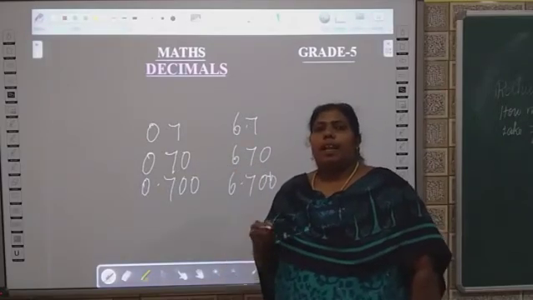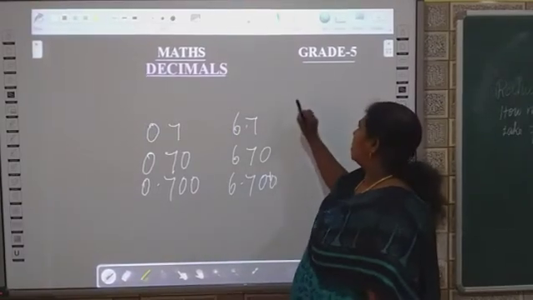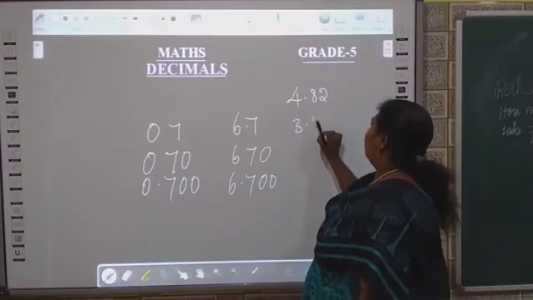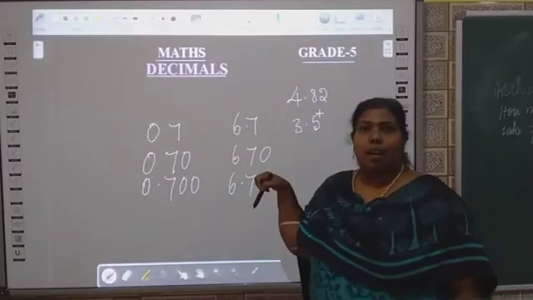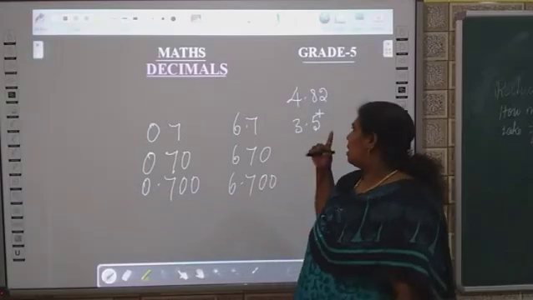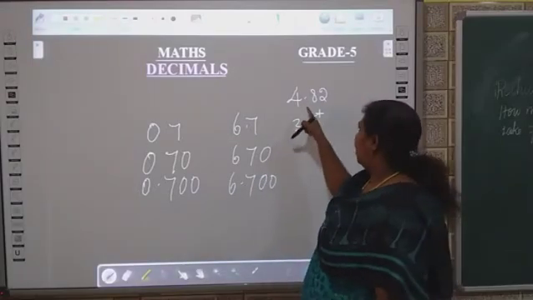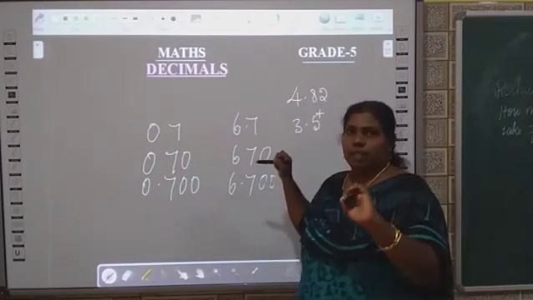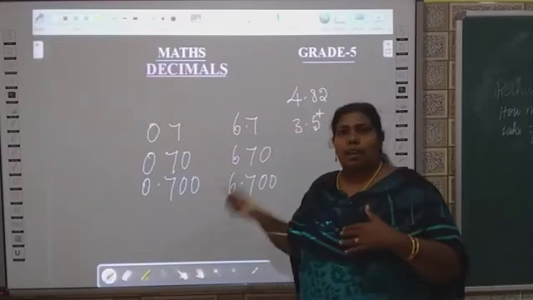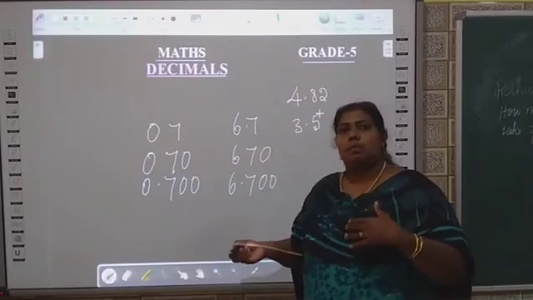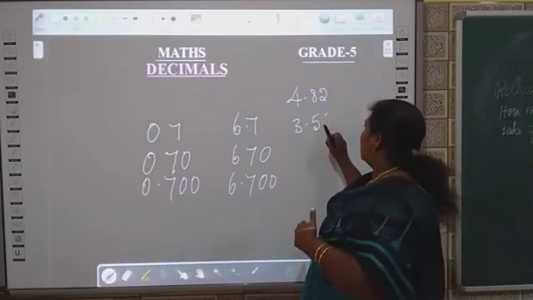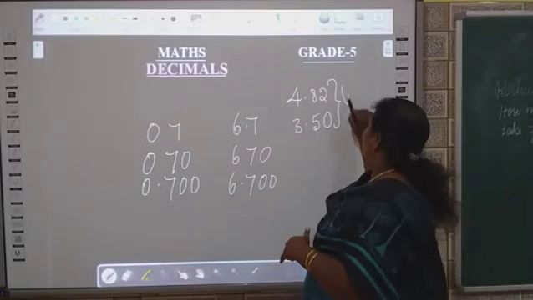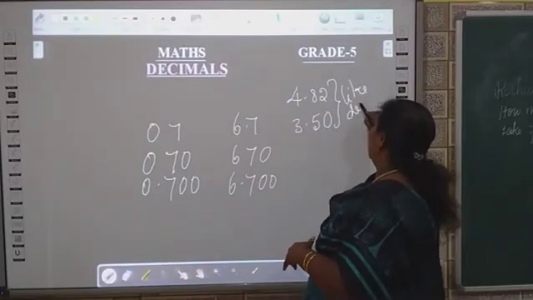Then, like and unlike decimals. If I give two decimals, 4.8 and 3.5, are these two decimals like or unlike? These two decimals are unlike decimals because after the decimal here two decimal places are there, and here after the decimal only one decimal place is there. If you want to convert them to like decimals, what do we have to do? We have to add one 0. Now these two decimals are like decimals.